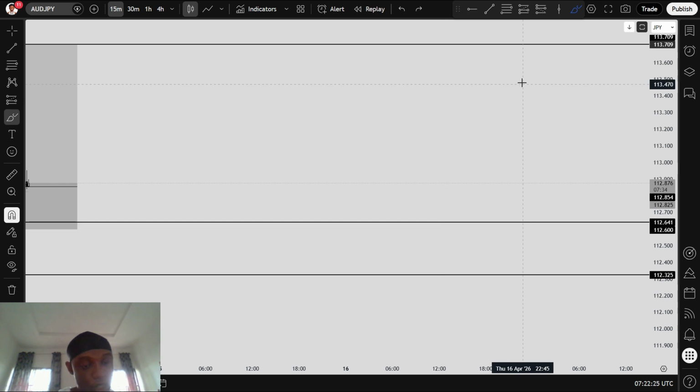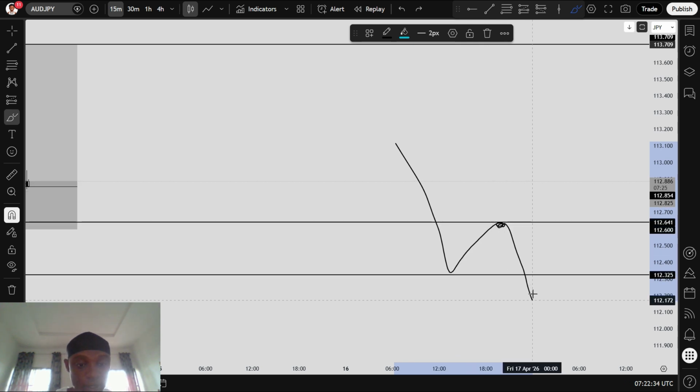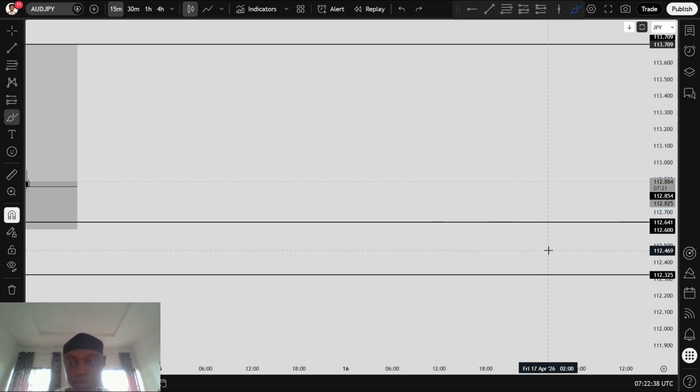Same thing as trying to catch a bearish movement. I'll wait for price to break below a support level, come back to retest it as resistance. Then I'll look for a continuation entry to the downside. So that's just the concept of the strategy, just the basic concept.